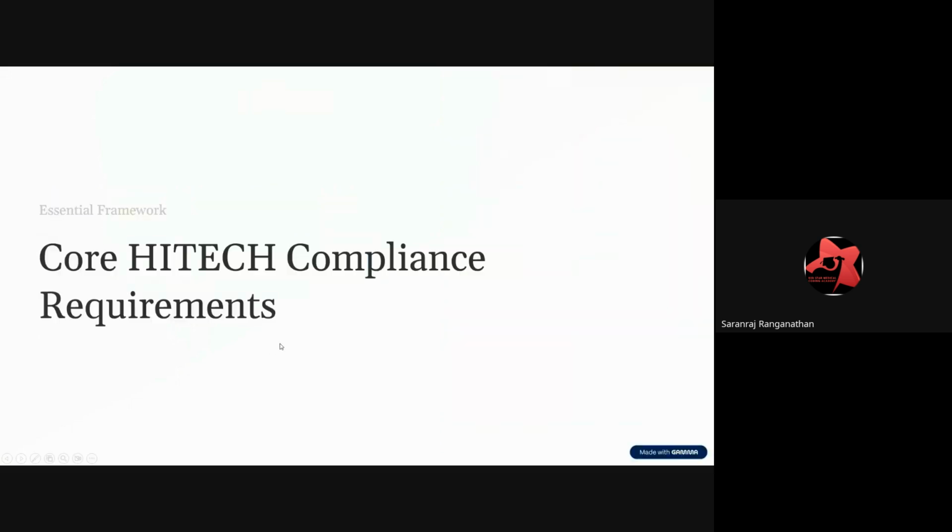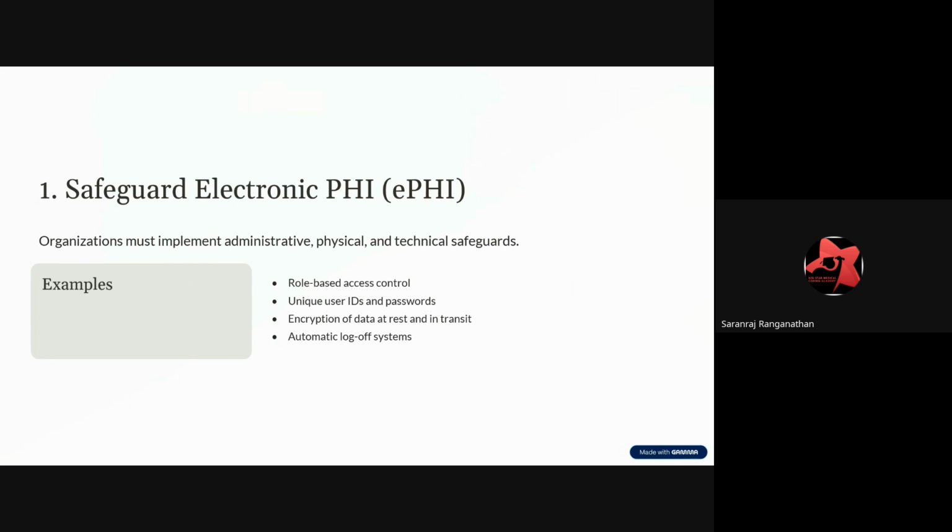Then come the core HITECH compliance requirements. These are the core important elements which need to be followed under the HITECH Act. Safeguarding the electronic protected health information: organizations must implement administrative, physical, and technical safeguards, role-based access controls, unique user ID and password, encryption of data at rest and in transit, and automatic log off.